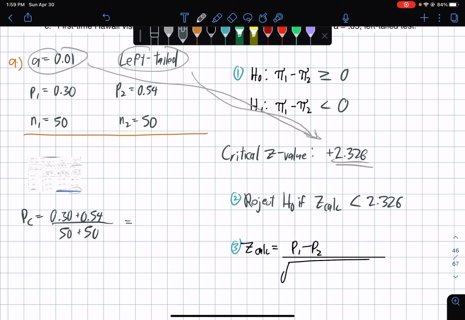Let me get my other scientific calculator. I'll be back in 10 seconds. Okay. So we basically have 0.0084.